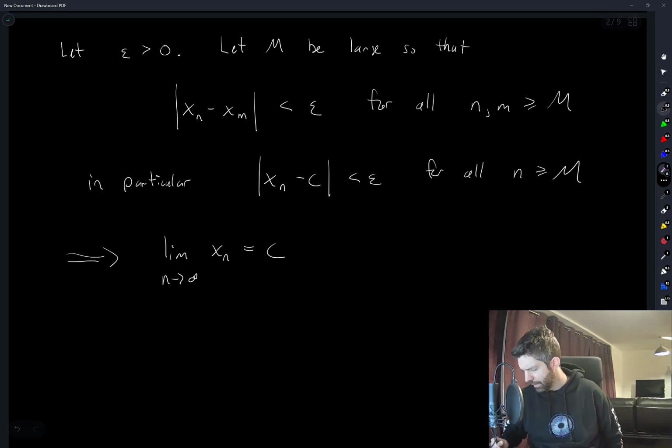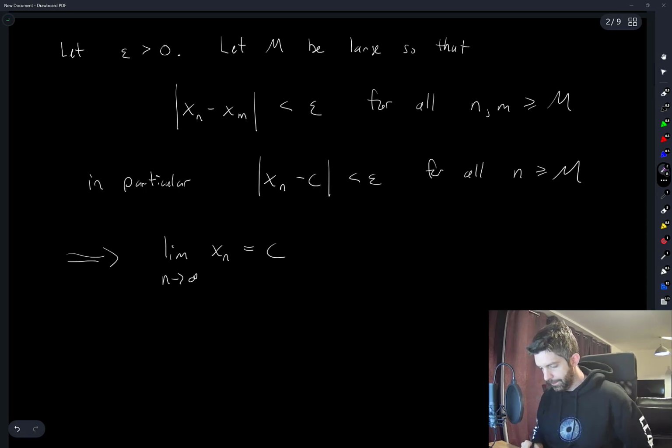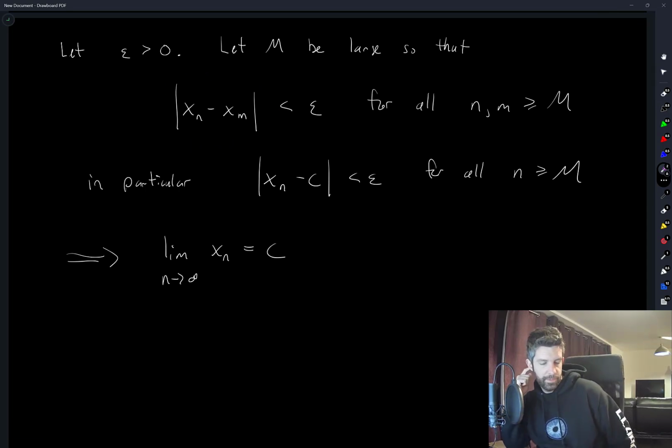Yeah, so I thought maybe there'd be a little bit more to this. I thought maybe I would have to use the triangle inequality a couple of times, break things up, break this up into a distance from xn to c and a distance from xm to c. But I don't think that's actually necessary. I don't see anything that's wrong with this proof the way that I've written it. So yeah, I'll just leave that as it is.